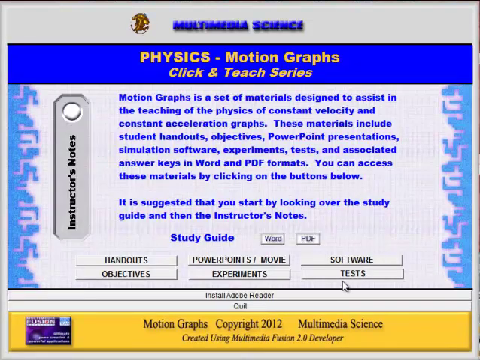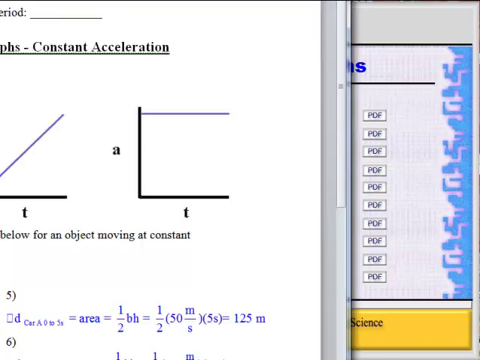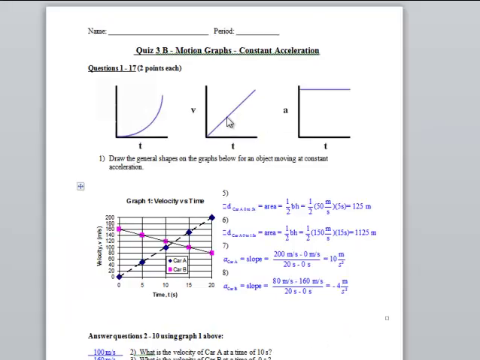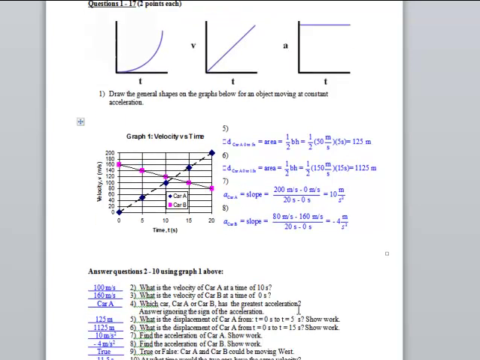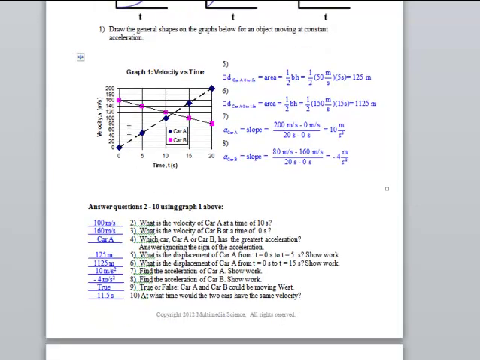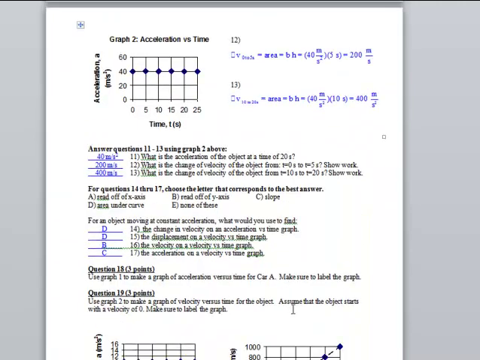Finally, we have a number of tests and quizzes. They are in the study guide, so you know exactly which one goes where. Here's one of the tests with an answer key. You can see that they have to fill in the shapes of the graph. They have to find various motion variables based on the slope and reading from the x-axis and y-axis of the graphs. So that's a typical test.